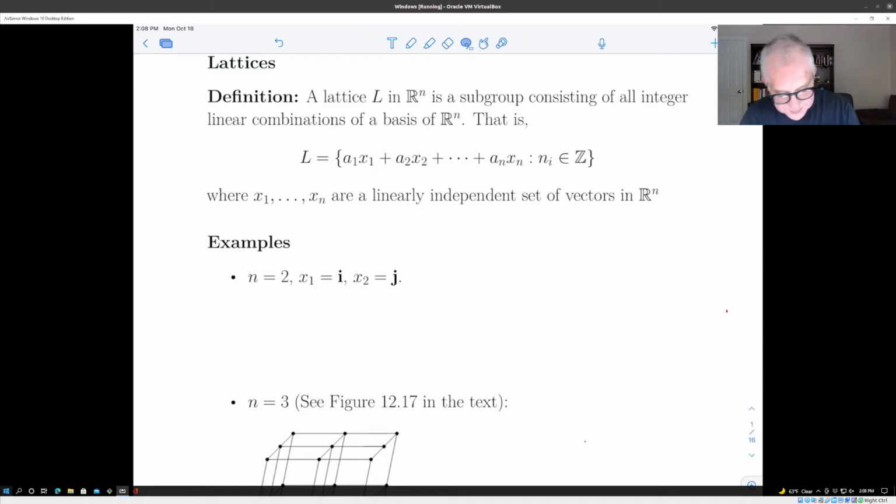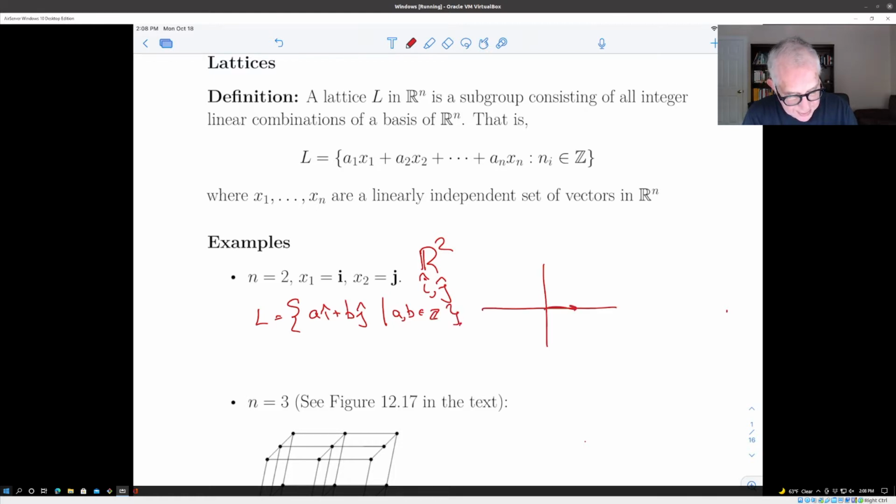Take R2 and take the standard basis, i and j. And now the lattice that we're interested in, L, is the collection of combinations of i and j, but not with all real coefficients, which would give you the whole plane, but just coefficients that are integers. And if you think about what you get here, you get i and j and i plus j and 2i, and maybe also here this is i minus j, and so on.